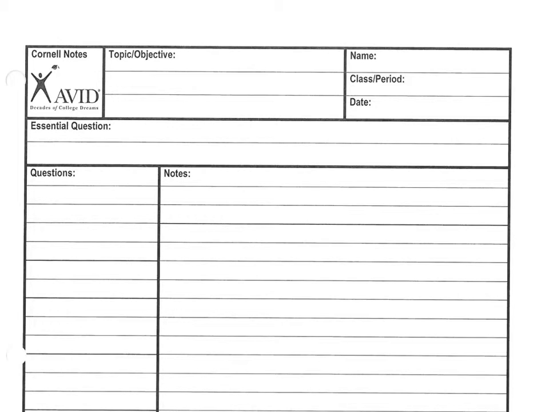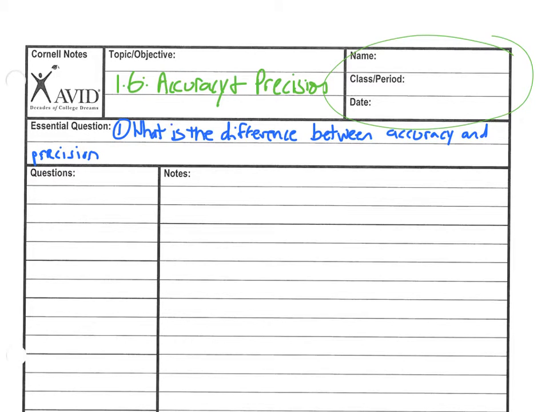So remember, the first thing you're going to do is fill out this over here, your name, class period, and date, and our topic is accuracy and precision, and we're going to have two essential questions. The first one is, what is the difference between accuracy and precision? And our second question is, how do I read an instrument?